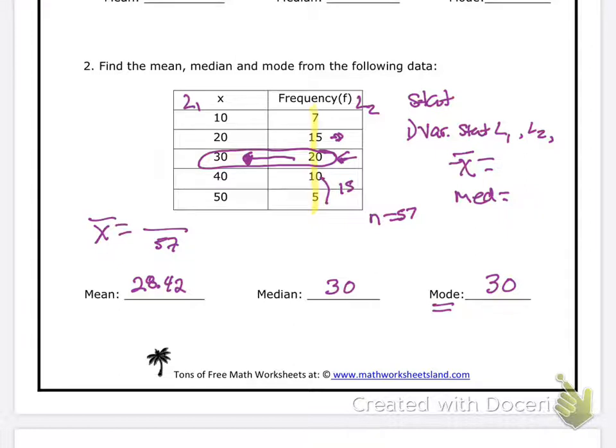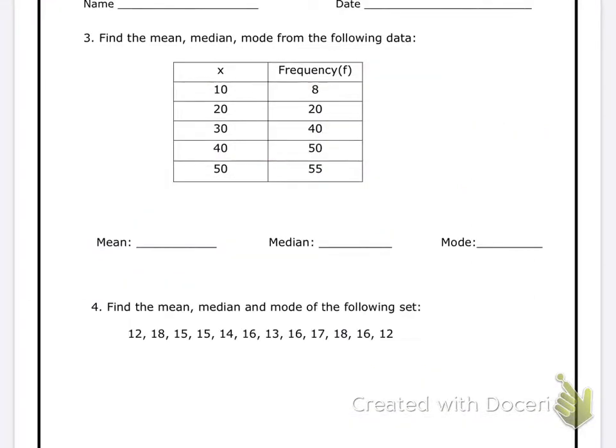But if you added them all up, you get a big number, 1620, and then 1620 divided by 57 should be the same thing. Yep, 28.42. So either way, the mean is 28.42, median is 30, and the mode is 30. Okay, one more time as a chart. Your choice which way you like better.